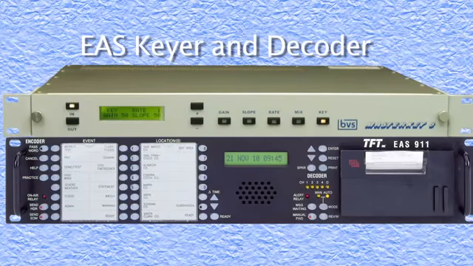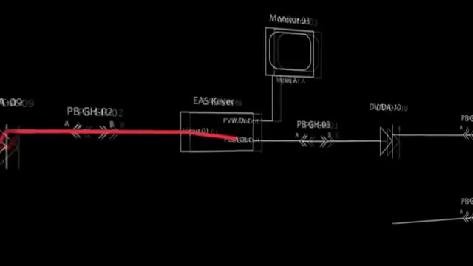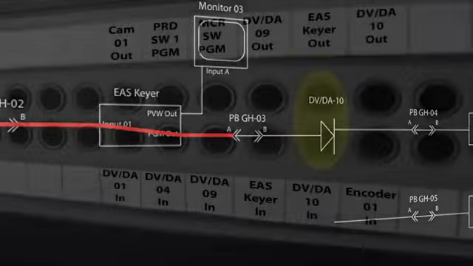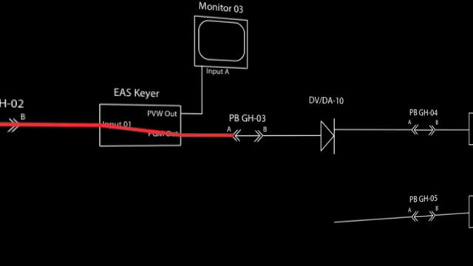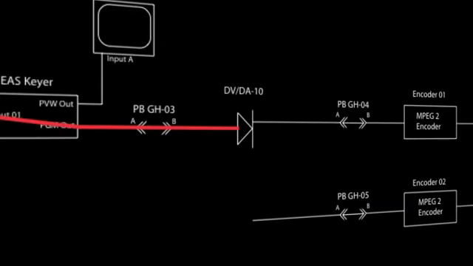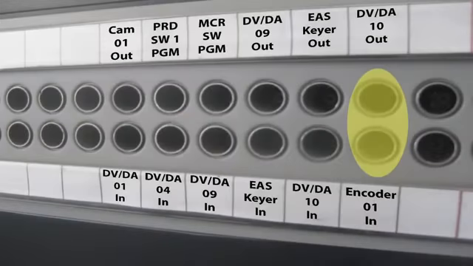This is a typical EAS decoder and keyer. This is the fifth patch in our tutorial, and it takes the EAS keyer out and sends it to the DVDA10 input. DA10 distributes the output of the EAS keyer. Our sixth and final patch takes the output of the DA10 and connects it to encoder 1 input.